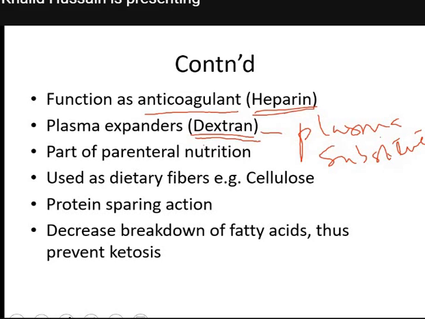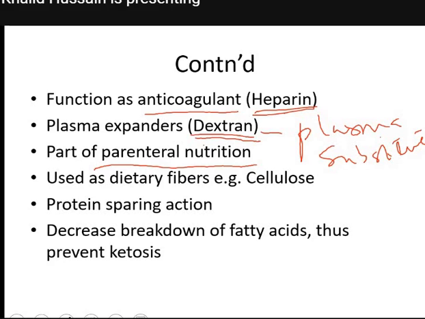And the carbohydrates are an important part of parenteral nutrition, the nutrition which is given through the blood vessels. There are many diseases when the patient cannot take food by mouth. So the food is given through a blood vessel. This is called parenteral nutrition, nutrition given through the blood vessels. And one part of this nutrition is carbohydrates.